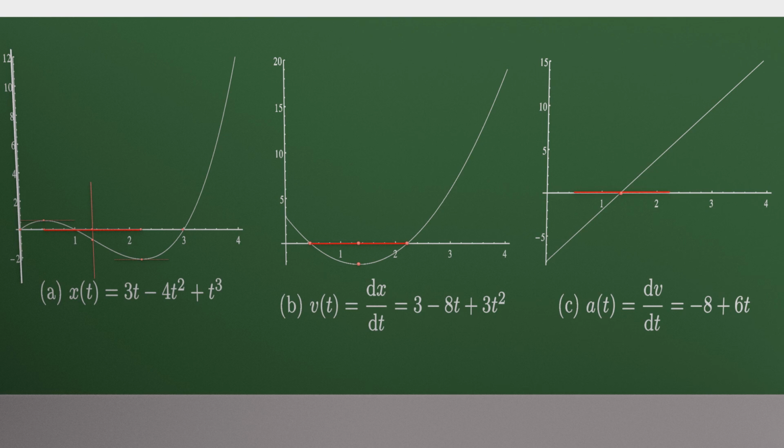Why that interval? It seems that we skip 2 points. It's because the motion of the particle is such that the particle is moving in a negative direction in this interval. So in this interval, the particle starts from rest and stops at the moment 2 point something.